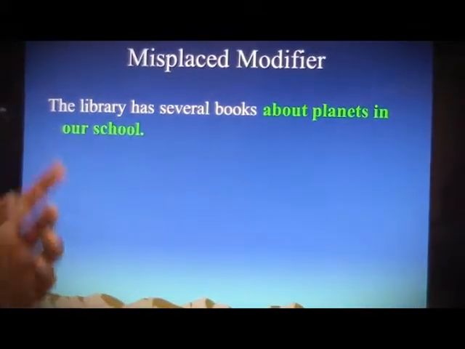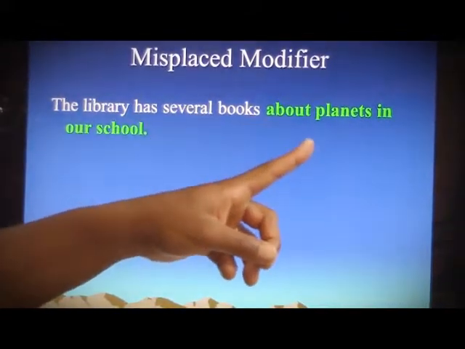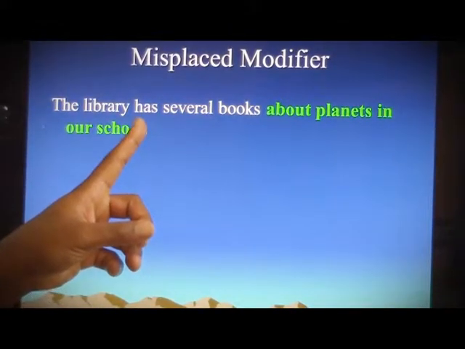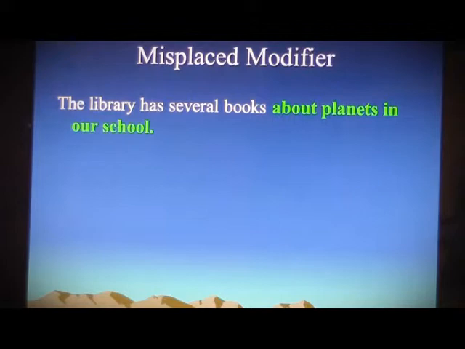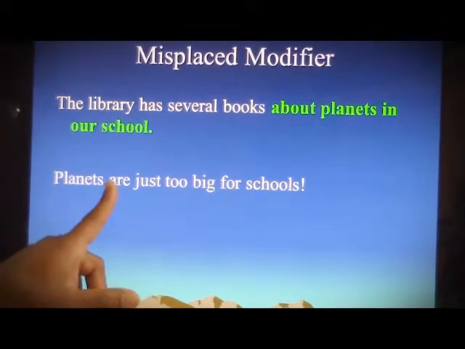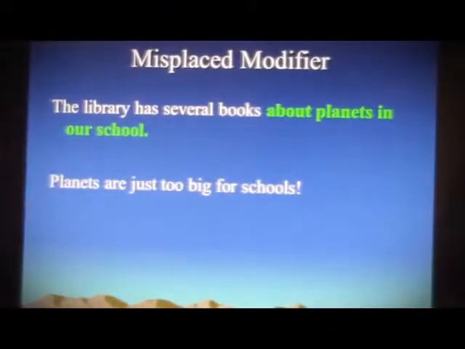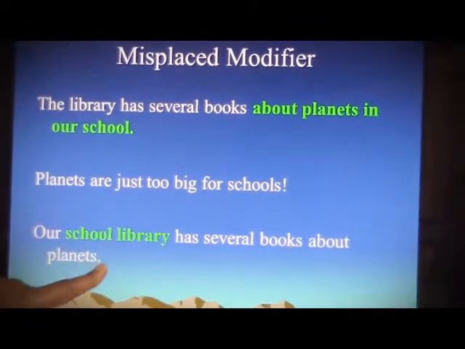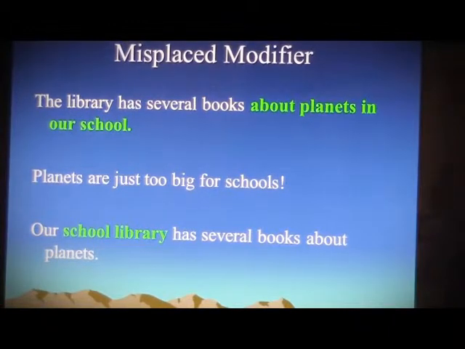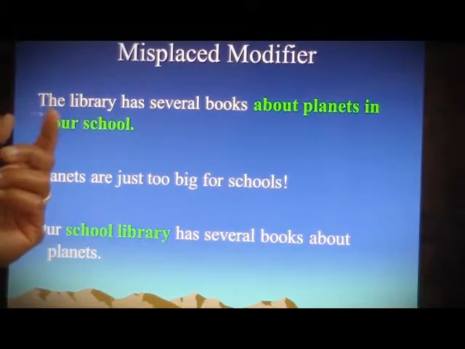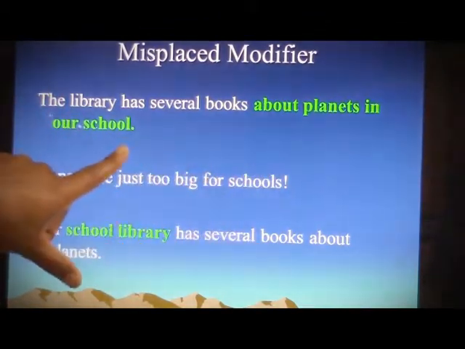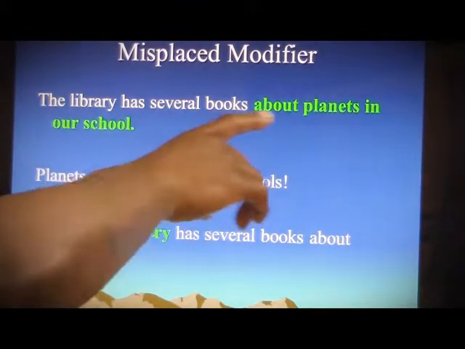Let's do one more. The library had several books about plants in our school. Wait a minute. The library has several books about planets in our school. That sounds right to me. But the problem is, planets are just too big for schools. Let's go to the next one. Our school library has several books about planets. Kids, I made a mistake. It should have been the library has several books about planets in our school.